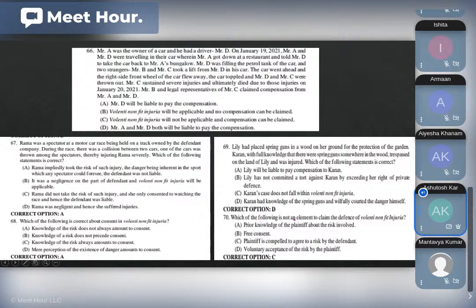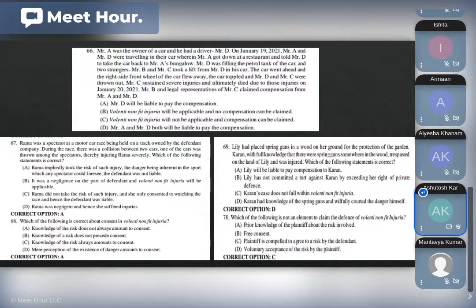Which of the following is not an element to claim the defense of volenti non-fit injuria? So इस defense को claim करने के लिए क्या क्या चाहिए? Firstly, there must be a prior knowledge of the plaintiff about the risk involved. Absolutely correct. There must be free consent. Yes. Plaintiff is compelled to agree to a risk by defendant. No. Voluntary acceptance of the risk by the plaintiff. Yes. So ABC तीनों ठीक हैं. मतलब ये तीनों elements होने चाहिए to claim this defense. अगर तुम्हें कोई forcibly agree करने को बोल रहा है, then your consent is not free, right? So that is why option C is the correct answer.